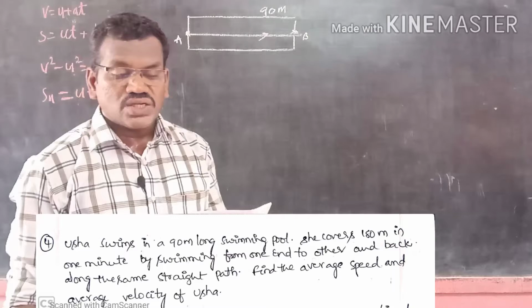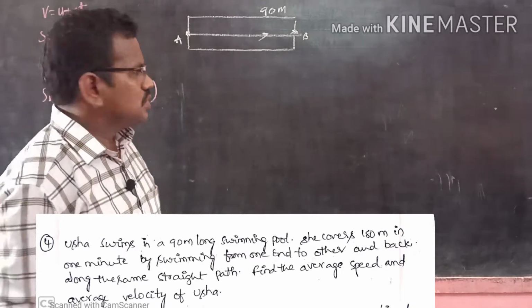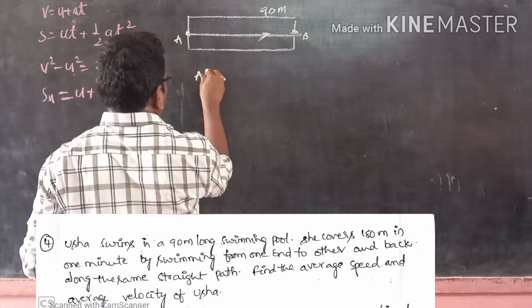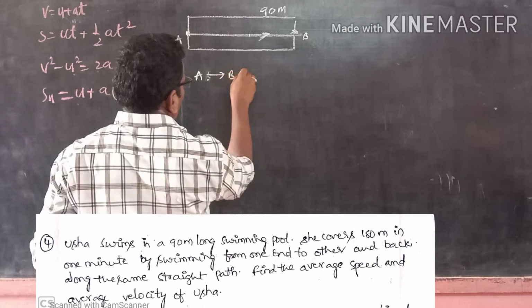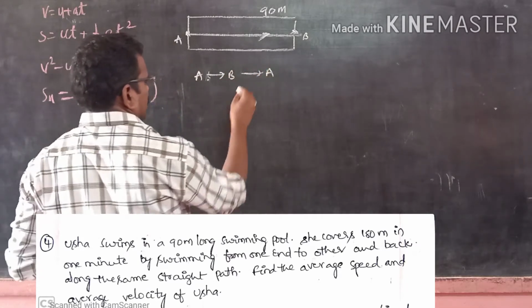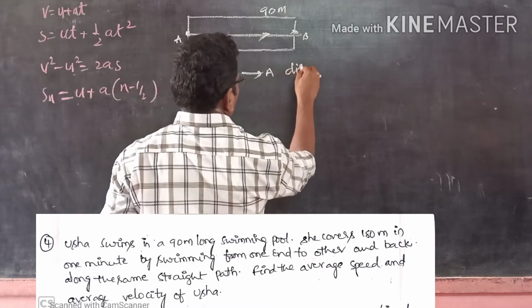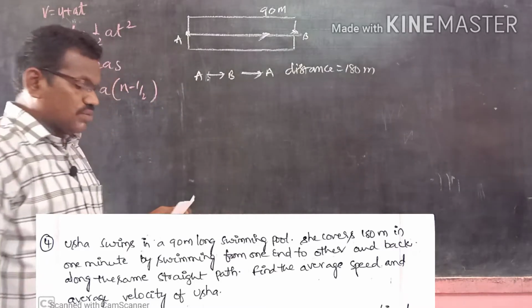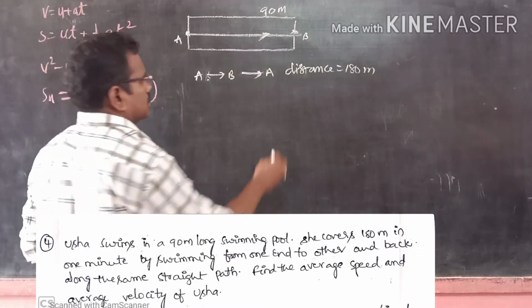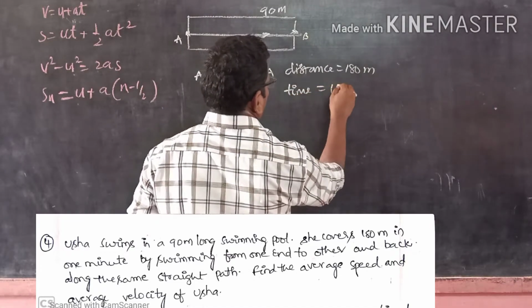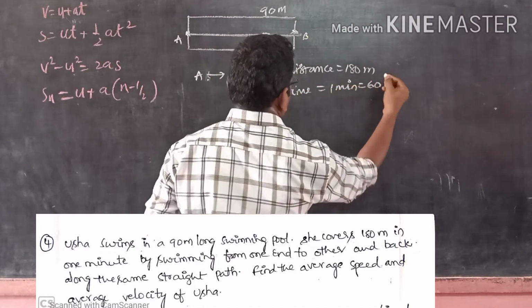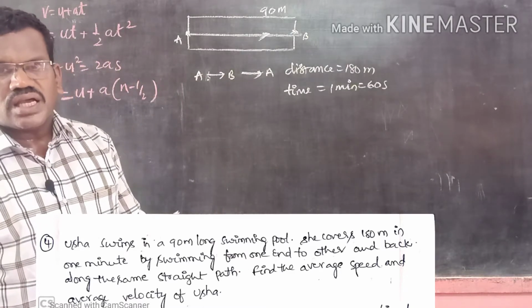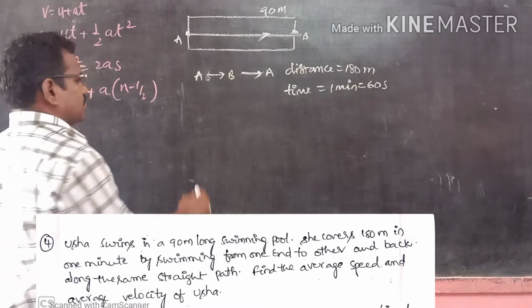Then she covers 180 meters in 1 minute. 180 meters means she covered from A to B and again B to A. So total distance is equal to 180 meters. In how much time? 1 minute. So time is equal to 1 minute, that is equal to 60 seconds. Then we should find out the average speed and average velocity.